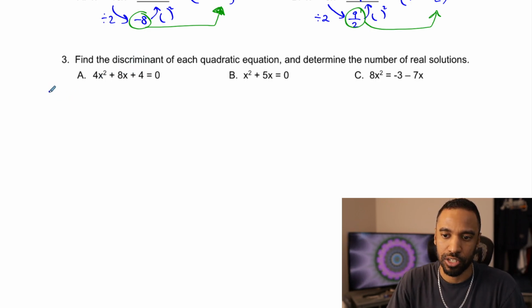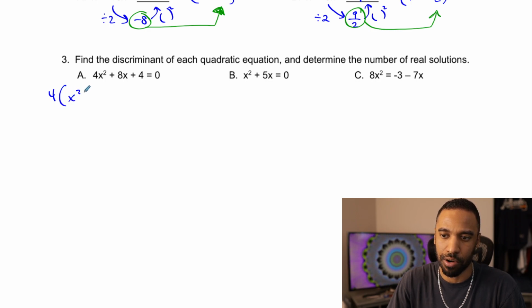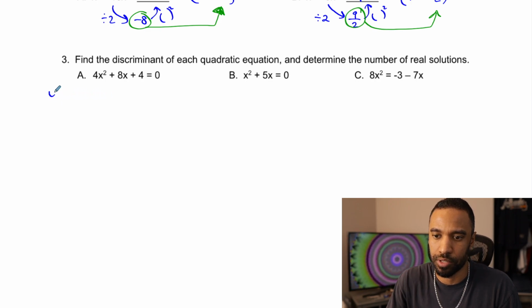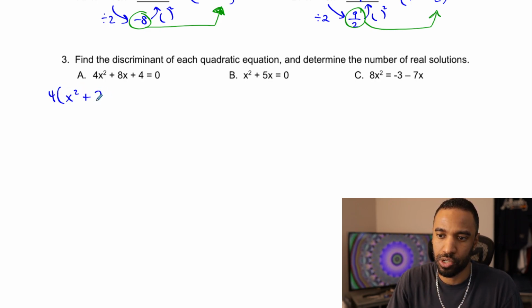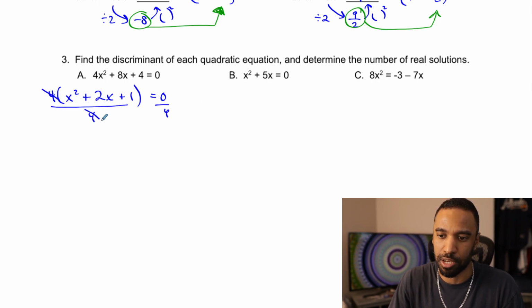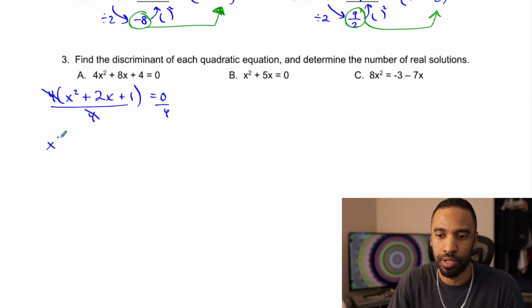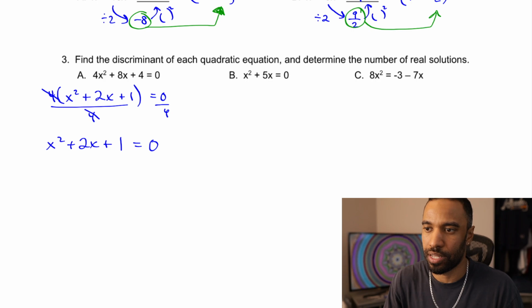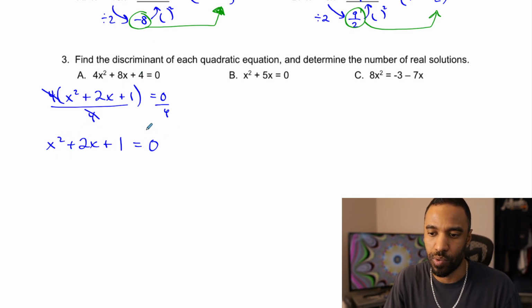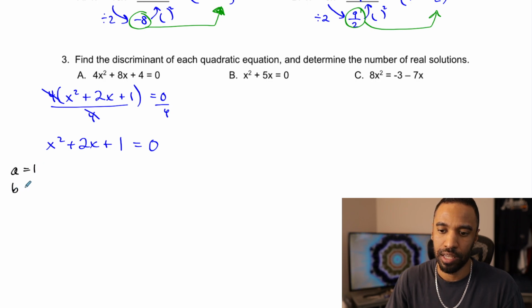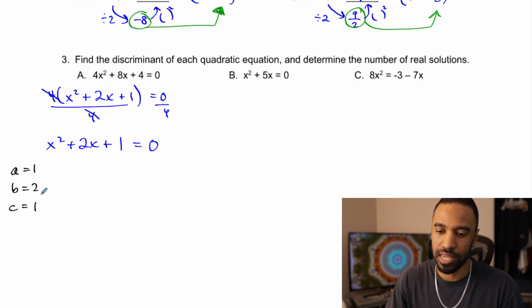I have a common factor of 4 I'd like to just get rid of right now. You can totally do that. That's a plus 2x, sorry, one second. x squared plus 2x plus 1 equals 0, after dividing them all by 4. I could have divided by 4 from the beginning. In fact, I probably will next time, but just to show you that factorization first. All right, x squared plus 2x plus 1 equals 0. I have a quadratic equation written in standard form set equal to 0. I can identify a as 1, b as 2, and c as 1.